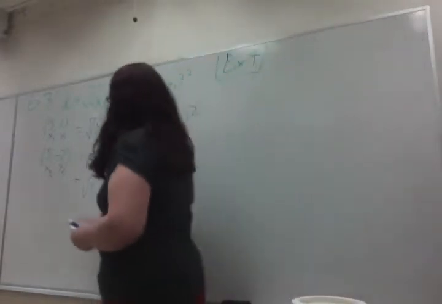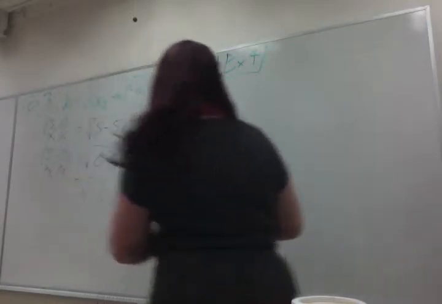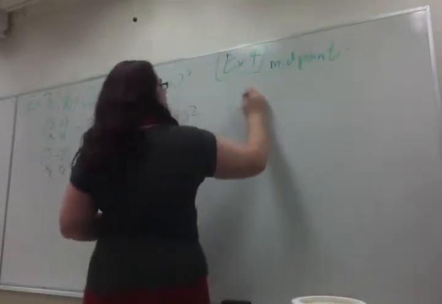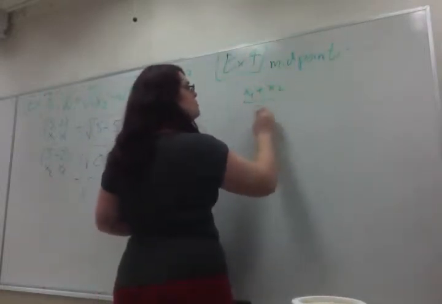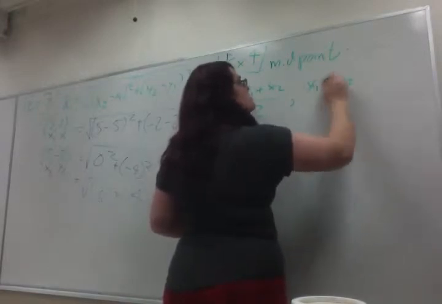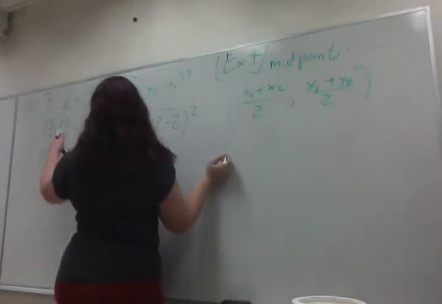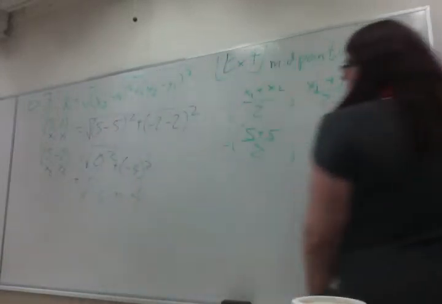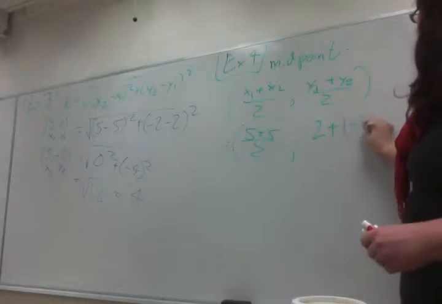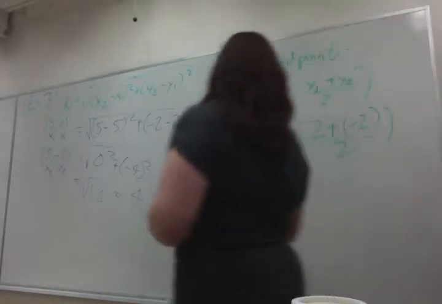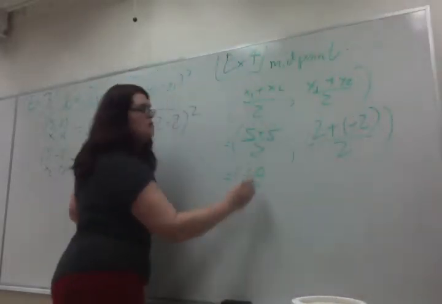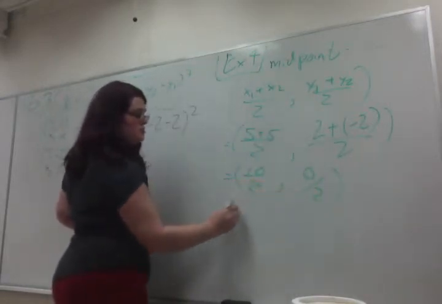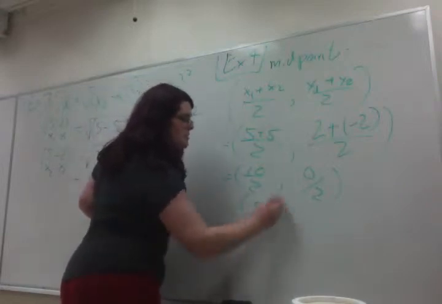So here again, we've got these same 2 points. If I want to find the midpoint, I'm going to have (x1 plus x2) over 2 and (y1 plus y2) over 2. x1 plus x2 is going to be 5 plus 5. y1 plus y2 is going to be 2 plus negative 2. 5 plus 5 is 10. 2 plus negative 2 is 0. So we have 10 over 2 and 0 over 2, which is the point (5, 0).